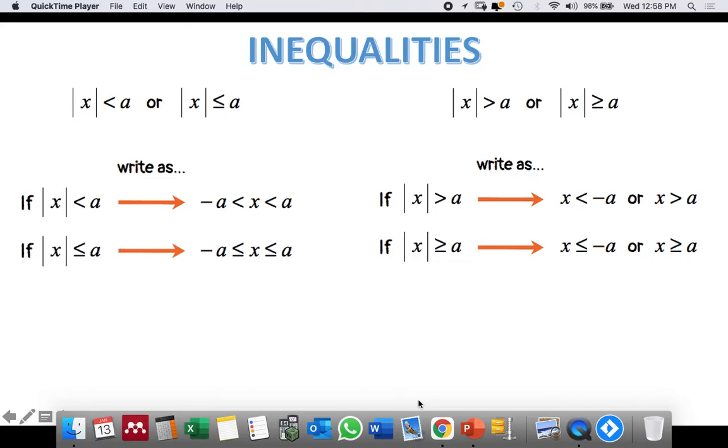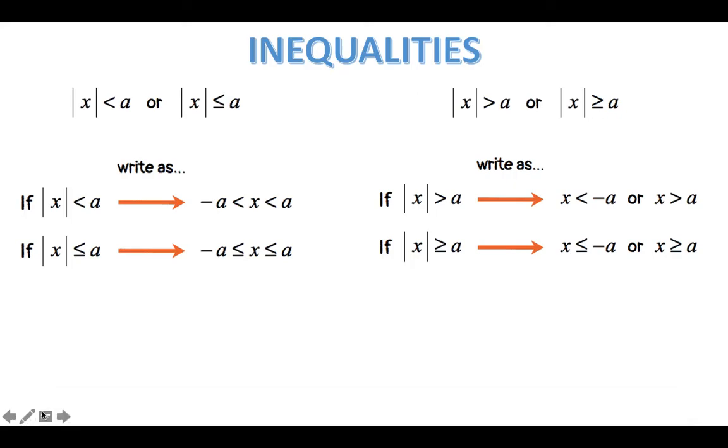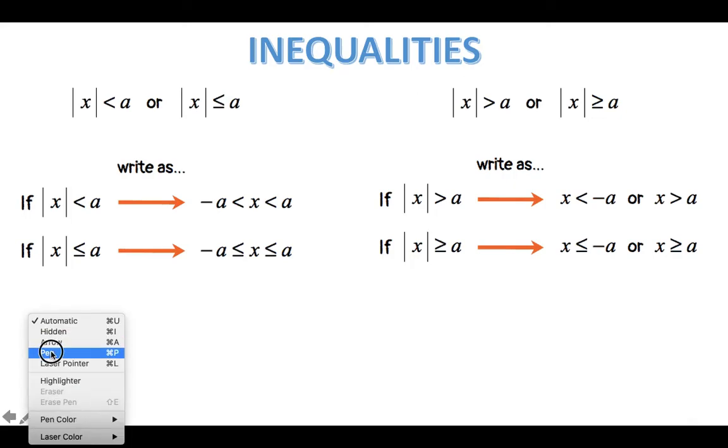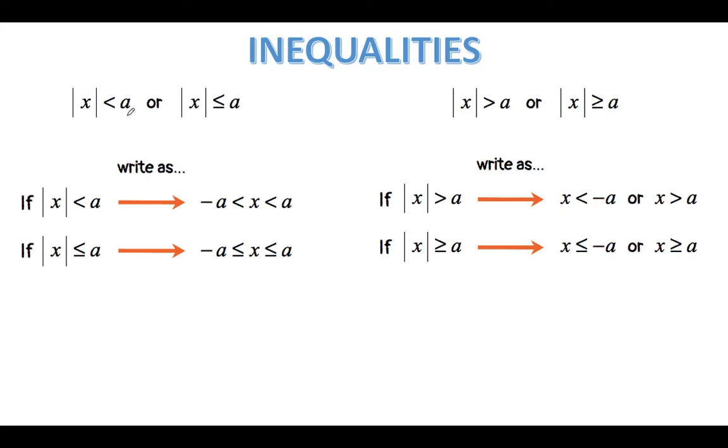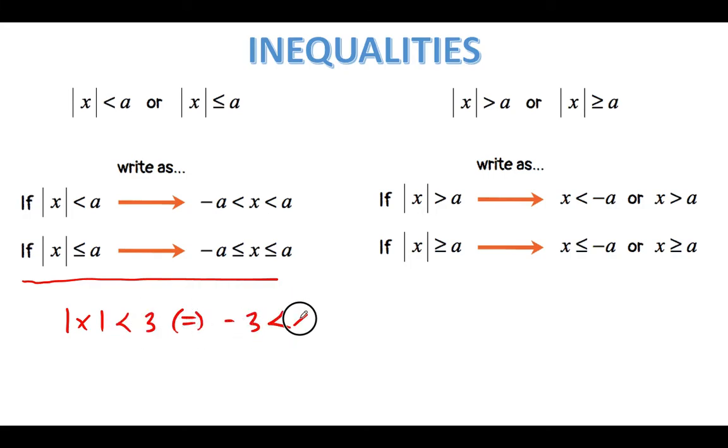We will talk about the inequalities. For the inequalities, we have to know some basic properties or basic rules. So whenever you have absolute value of x is less than a, or less than or equal to a, we can express it in this form. For example, absolute value of x is less than 3 means we can say this, okay? If less than or equal, we can put it.